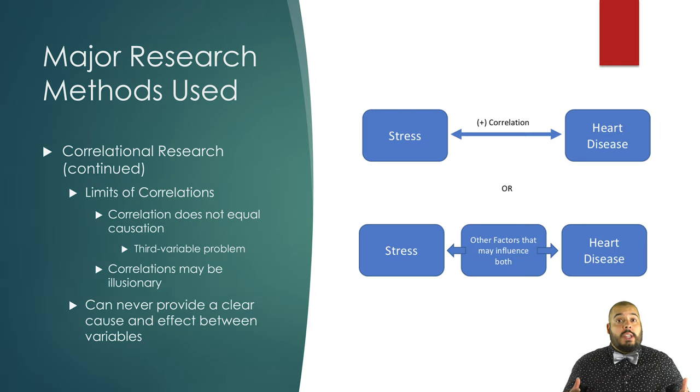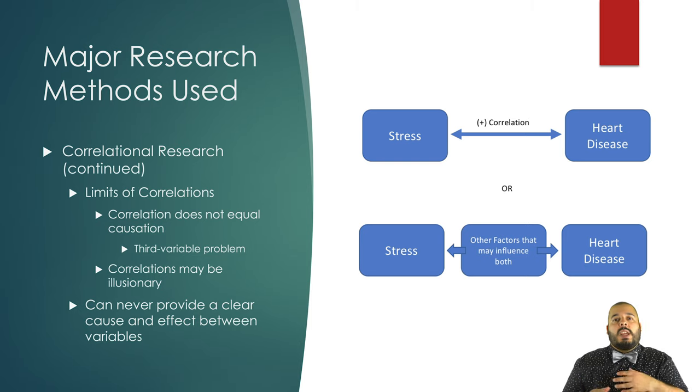First, they do not show any causation. You cannot determine if one variable causes any changes in another because there may be other unknown factors or known factors. For instance, stress is positively correlated to heart disease. However, it is impossible to say that it was stress alone that caused the heart disease to develop. Perhaps there was a genetic predisposition, maybe poor diet, maybe lack of exercise.